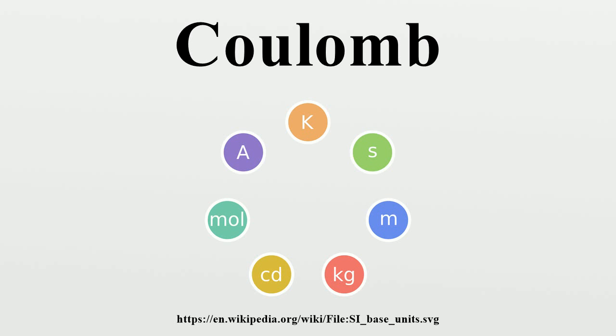1 coulomb equals the charge of about 6.24 times 10^18 electrons. The energy transferred by the flow of 1 coulomb can vary. For example, 300 times fewer electrons flow through a lightning bolt than in the discharge of an AA battery, but the total energy transferred by the flow of the lightning's electrons is 300 million times greater.